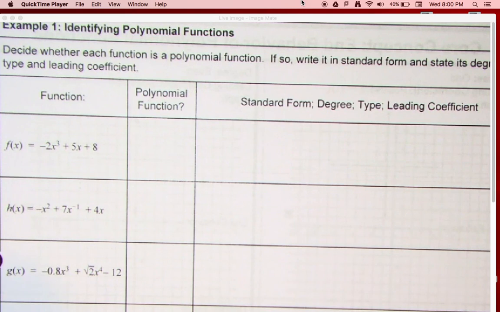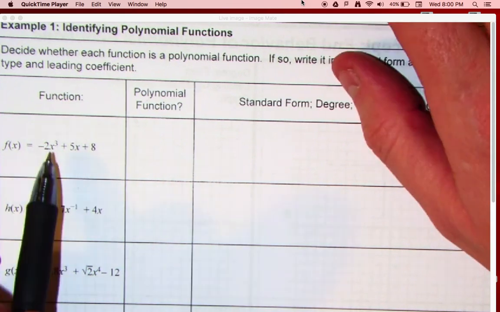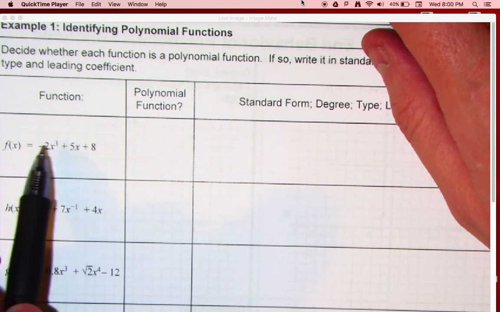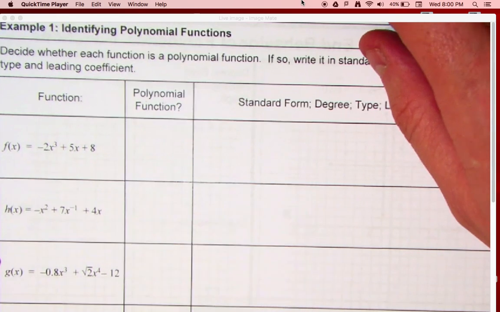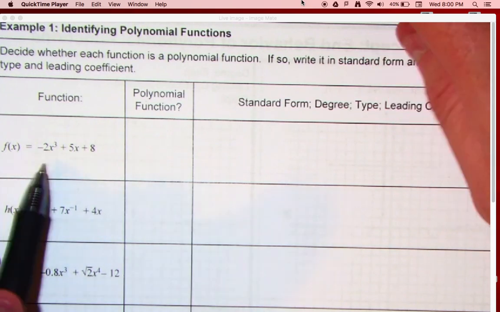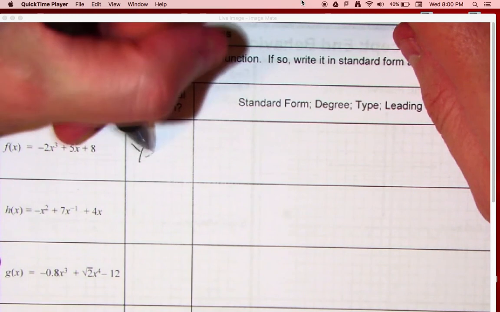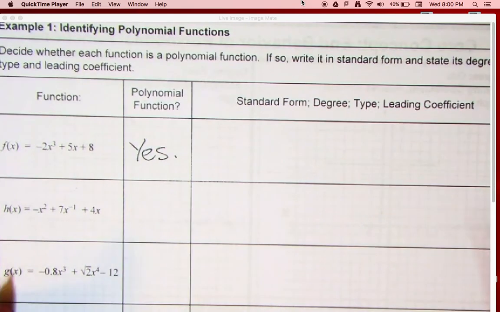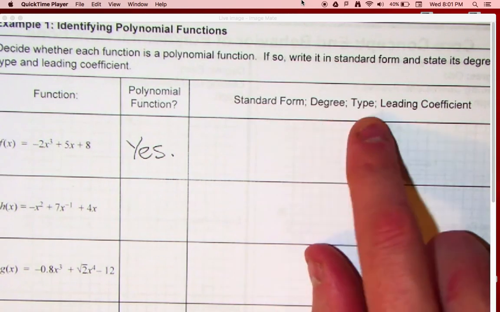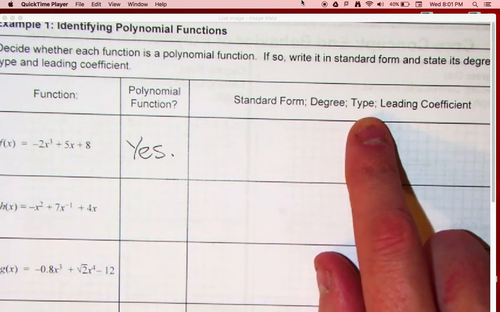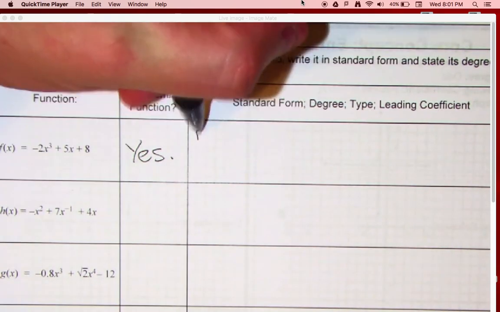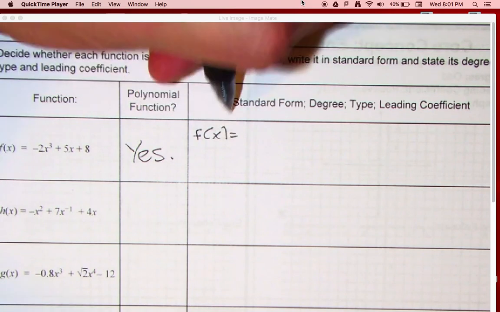Okay, and what we want to look for is variables here. And we also want to look at their exponents and determine if their exponents are all whole numbers, meaning 0 or above. So if I look at this first one here, is this a polynomial function? Yes, it is. If it is a polynomial function, we want to be able to write it in standard form, find the degree, list the type, linear, quadratic, quartic, cubic, and also the leading coefficient. So if we rewrite this in standard form, that also means descending order.